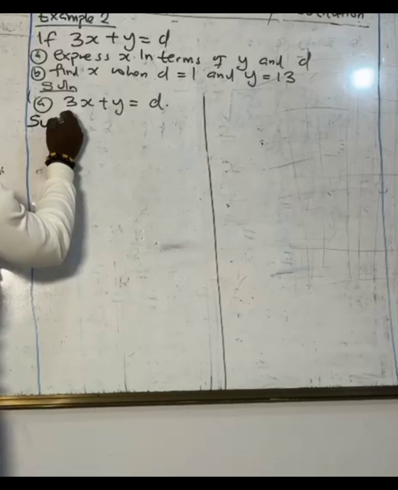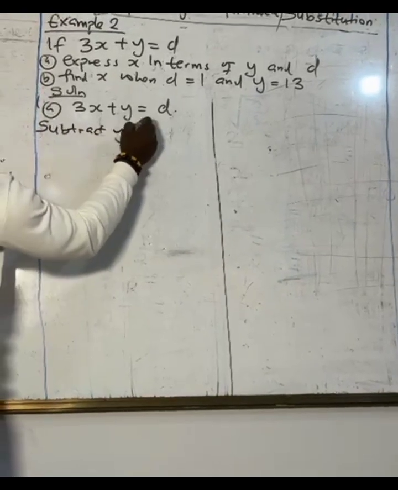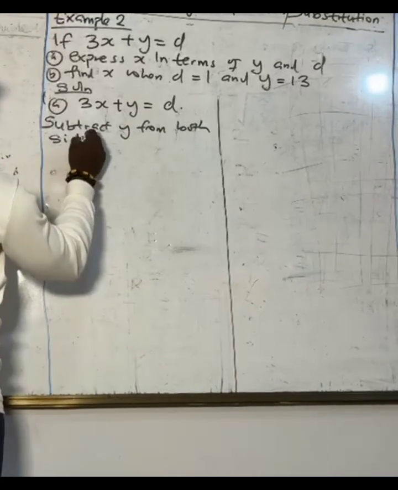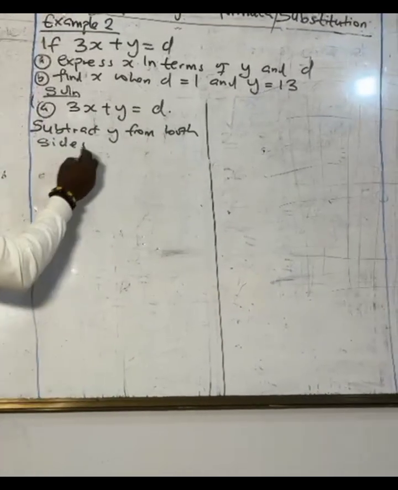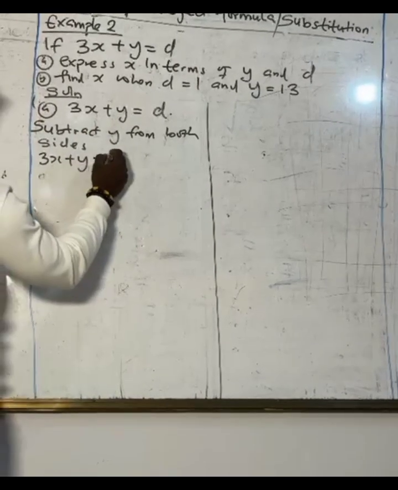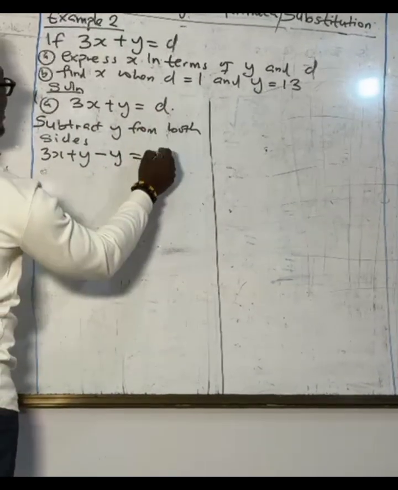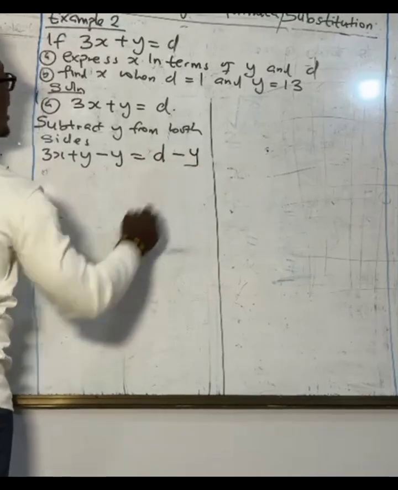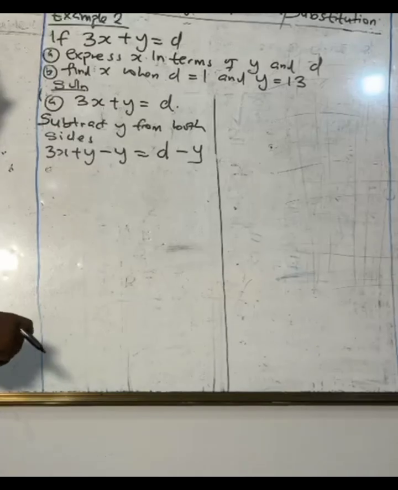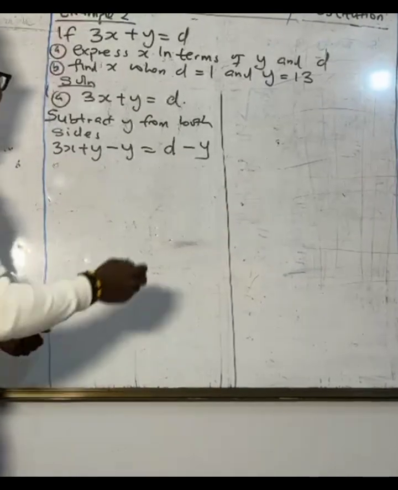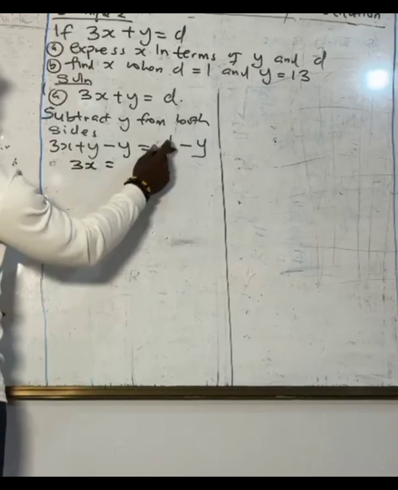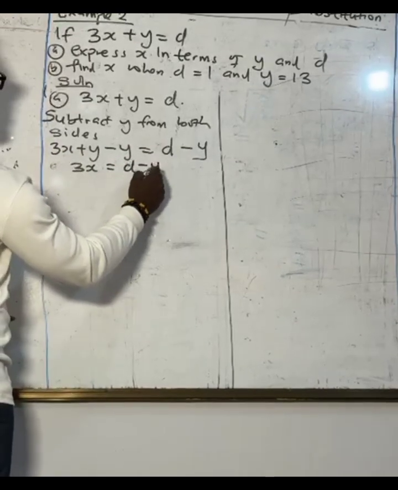So I say subtract y from both sides. So we can isolate 3x to be alone. So we have it as 3x plus y. Then subtracting y, minus y is equal to the right hand side, d minus y. Are we together? So we have plus y minus y is 0, just like we have plus 2 minus 2 is 0. So y minus y is 0, left with 3x. 3x equal to d minus y.